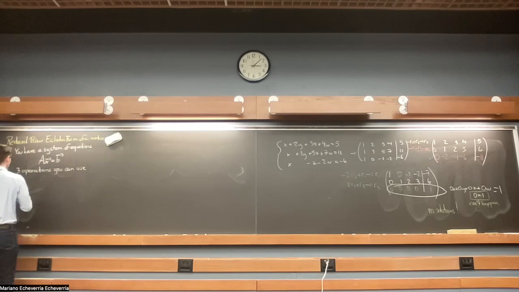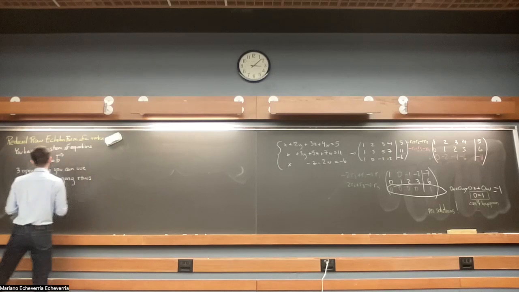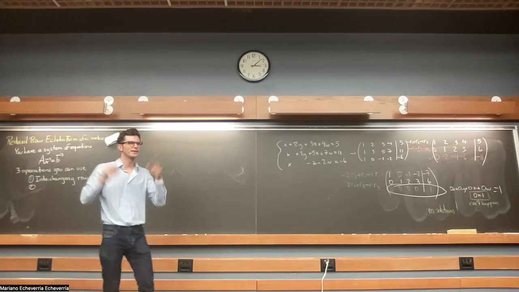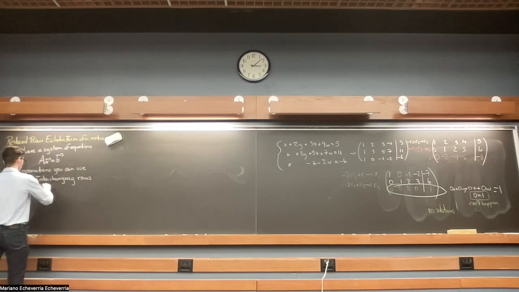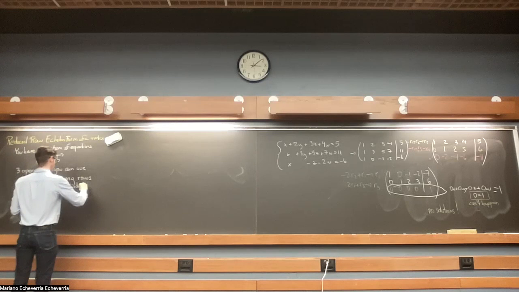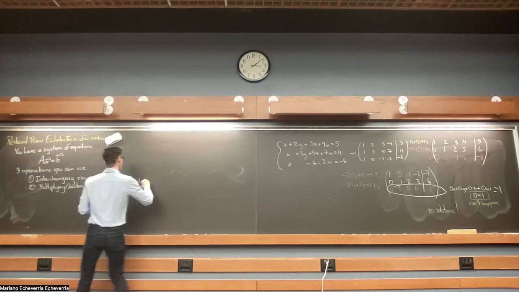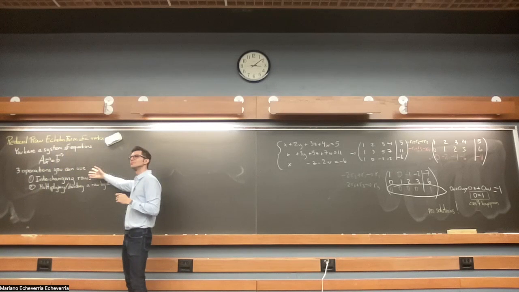The first one is interchanging rows. The second one is multiplying or dividing a row by a non-zero number, right? A non-zero scalar. The first one is kind of boring. It's just to move them around, the equations or the rows.